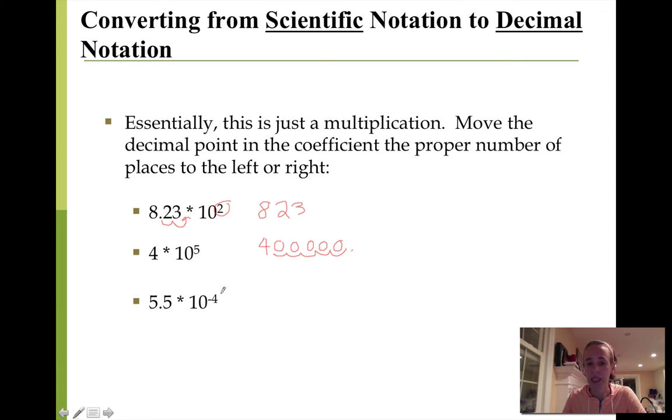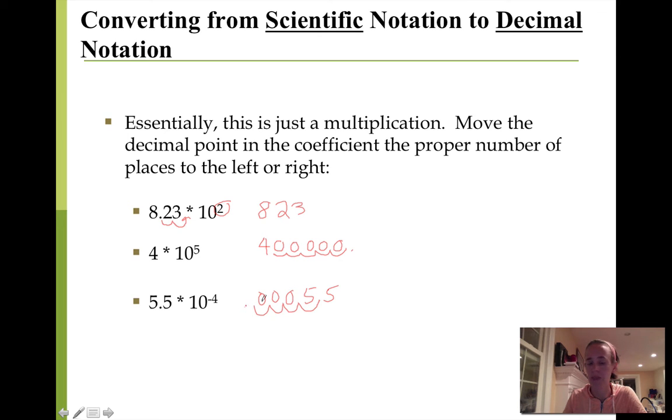Then lastly, in this example, if I have a negative exponent, that means basically that I'm dividing by, in this case, 10 to the 4th, or 10,000. And when I divide 5.5 by a much bigger number like 10,000, I'm going to get a small number, something in between 0 and 1. And so that 4 is representing how many places I'm going to move the decimal point, and this time I'm moving it to the left. 1, 2, 3, 4.